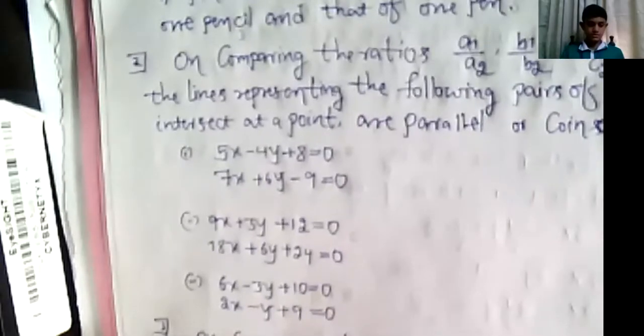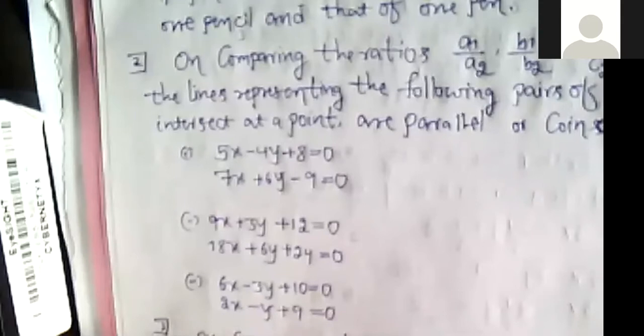Okay, see here. We are going to study this type of problems on comparing the ratios, meaning A1 by A2, B1 by B2, and C1 by C2. Find out whether the lines representing the following pairs of linear equations intersect at a point, are parallel or coincident.